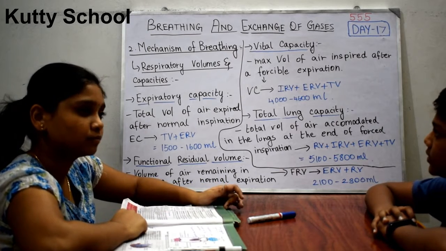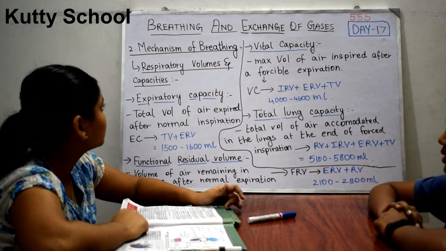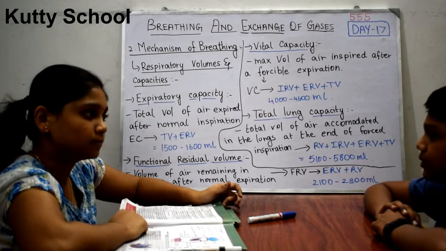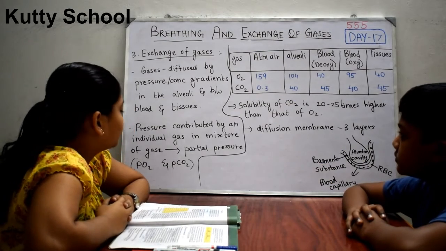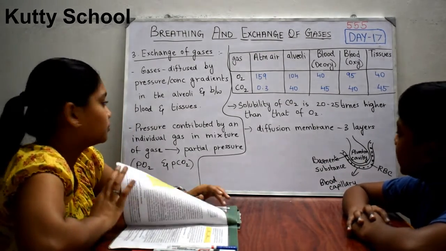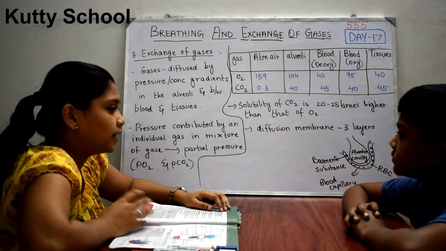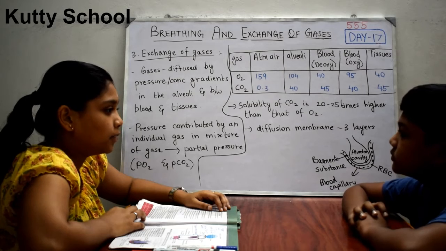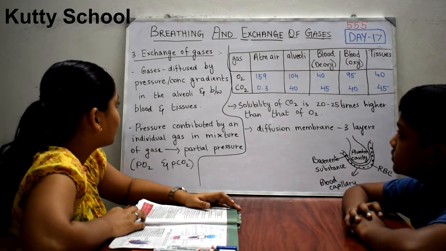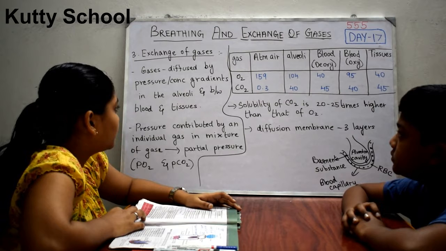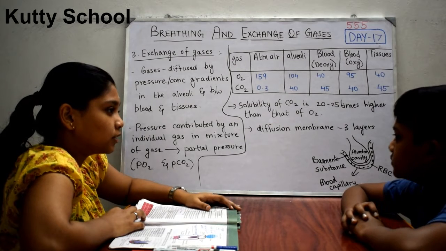Under the mechanism of breathing, it is the third topic. So now we are going to see the third topic, which is exchange of gases. Generally gas diffuses in alveoli and between blood and tissues, which we have already seen. So it is diffused by pressure or concentration gradient.